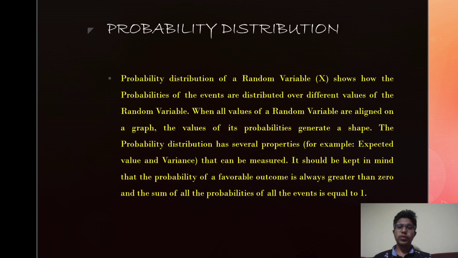Next, the probability distribution of a random variable shows how the probabilities of the events are distributed for different values of the random variable. When all values of the random variable are plotted on a graph, the values of the probabilities generate a shape. The probability distribution has several properties that can be measured. It should be kept in mind that the probability of a favorable outcome is always greater than 0 and the sum of all the probabilities of the events is equal to 1.